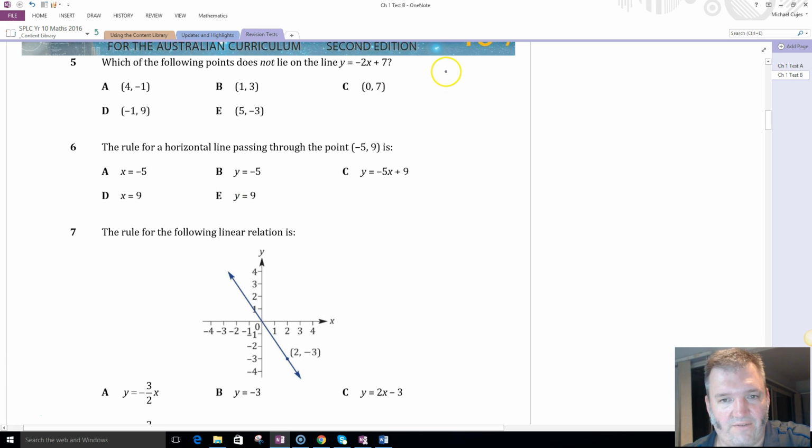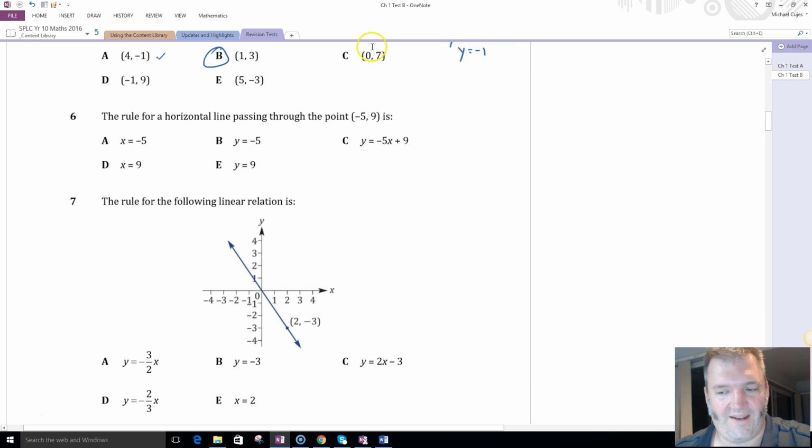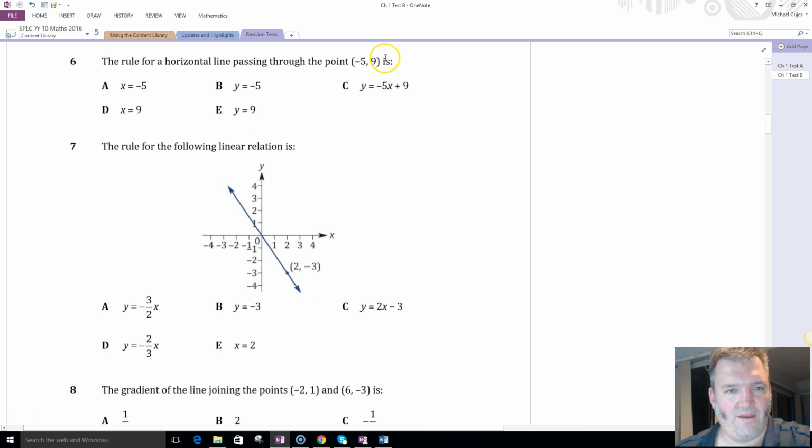Which of the following points does not lie on the line? All you do is you sub in the x value and see what you should get. So when I sub in 4, y is going to be negative 2 times 4 plus 7. Y equals negative 1. No, it looks like that point is on the line. Let's try the next one. When x is 1, negative 2 plus 7 is 5. So that point B does not lie on the line, and you just check it again. 1, so negative 2 times 1 is negative 2 plus 7, not 5, not 3. We are done, we don't even need to check the other answers.